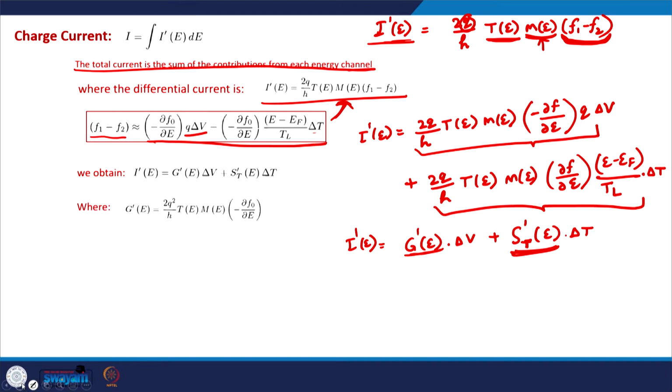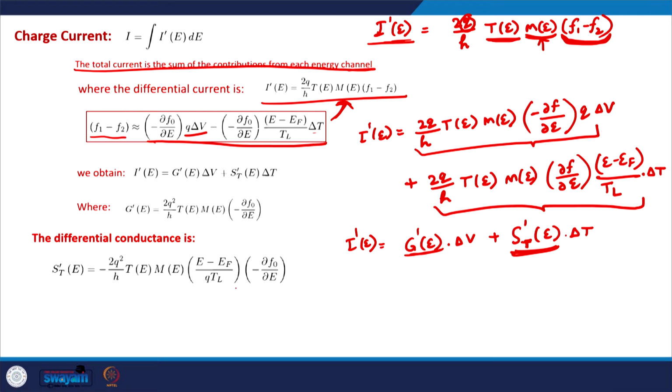So, in order to calculate the total current, this G prime E will be 2Q square by h T E M E into minus del F by del E, and this electrothermal conductance S T prime is minus 2Q square by h T E M E times (E minus E F) by T L, into minus del F by del E. Okay, so I leave this to you to figure out how to exactly come to this expression, because in this case we have been multiplying by Q and dividing by Q, and in that case this is what it becomes. Negative negative becomes positive, so that is why we have a positive term here.